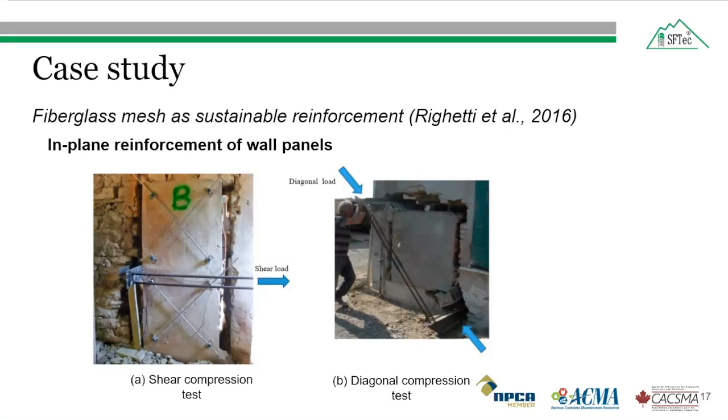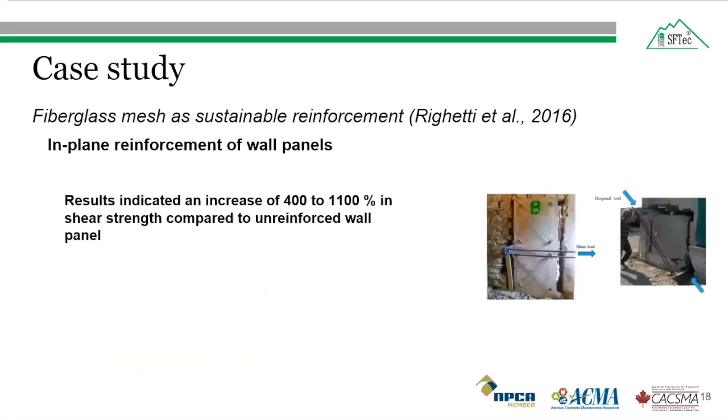So shear compression tests and diagonal compression tests, which are shown in these figures, were conducted on the specimens. From the tests, the unreinforced panels measured a shear strength of 0.032 megapascal compared to a reinforced shear strength of 0.236 megapascal, which is an increase of 640%. The improvement in the shear strength of the repaired panels was also recorded, with an increase of 440%.